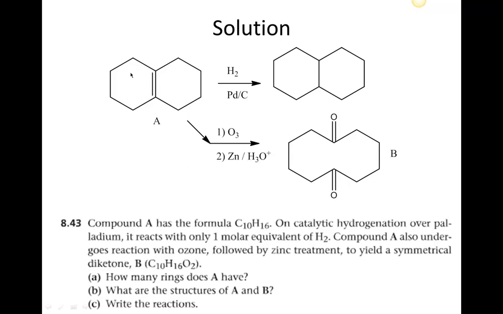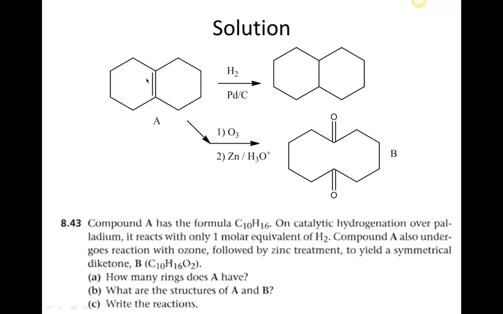You could have two rings the same size connected by a double bond, which when you do the ozonolysis will open up to make a symmetrical diketone. And when you do the hydrogenation, you still have your two rings, but you just get rid of that double bond.